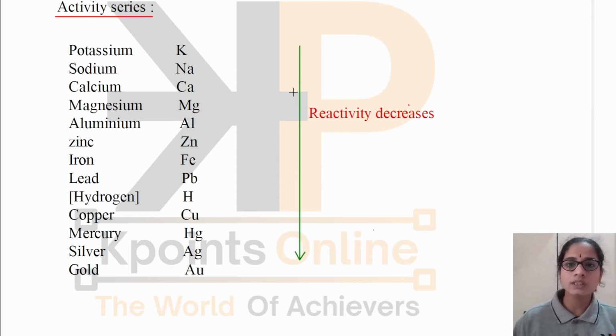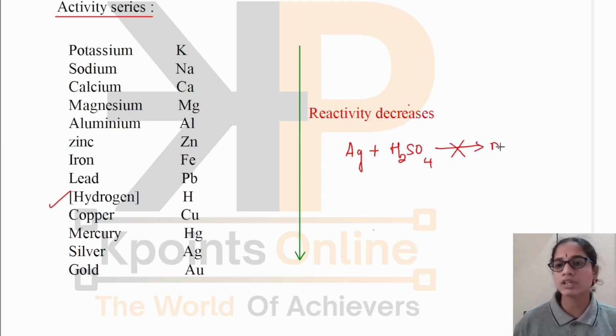As you go down, the reactivity will decrease. The metals placed above hydrogen in this series are more reactive than hydrogen. These will react with acids to form salt and hydrogen gas. But what about the metals that are below hydrogen? For example, if I take Ag plus H2SO4, does the reaction occur? No, the reaction will not take place because it is less reactive than hydrogen.